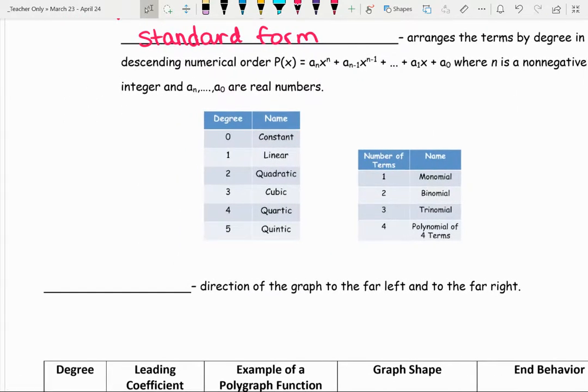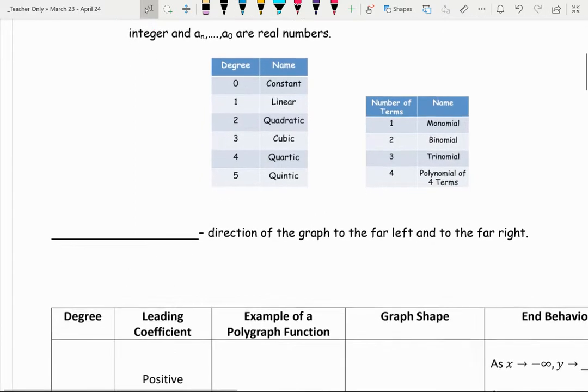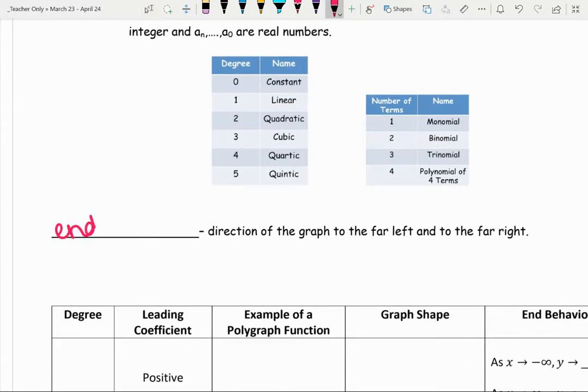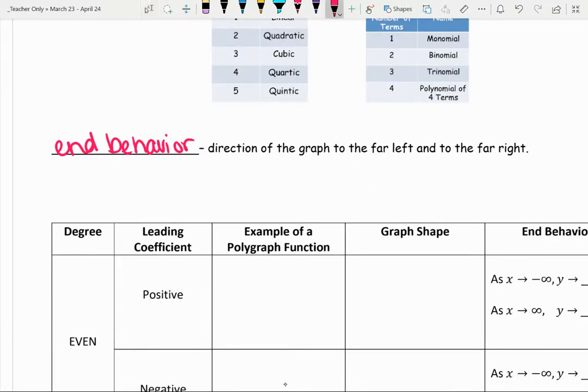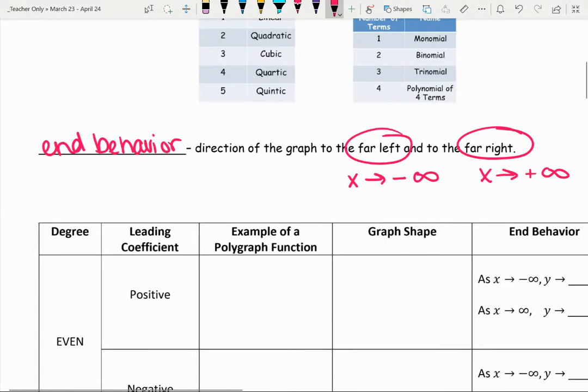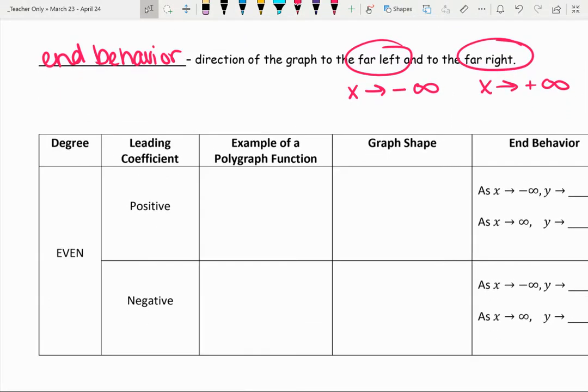And then the first thing we're really going to talk about in detail is this end behavior. And remember that the end behavior refers to the direction of the graph on the far left. So that's as x goes to positive infinity. And on the far right, oops, I got those backwards. Far left is when x goes to negative infinity. Far right is when x goes to positive infinity. So let's take a look at that.